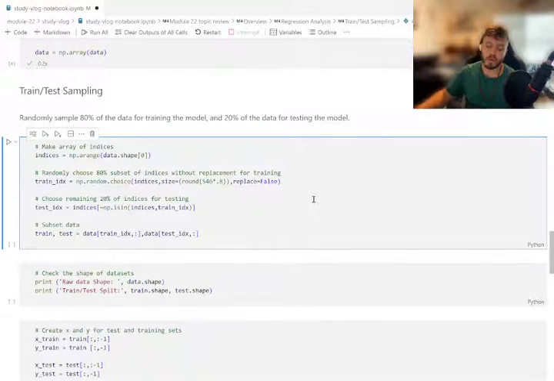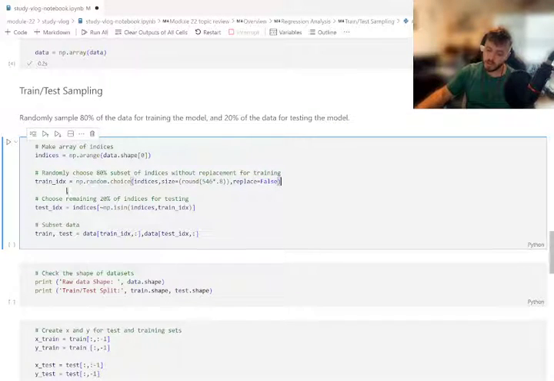We use the random module from NumPy, and we use this choice method to randomly sample from our data. That's why we're using this 0.8 number right here, because we're trying to get 80% of the data. Whatever we don't take for our training sample, we want to leave for our test sample, and we don't want to put back anything that we do take for our training sample. So we set replace to false here.